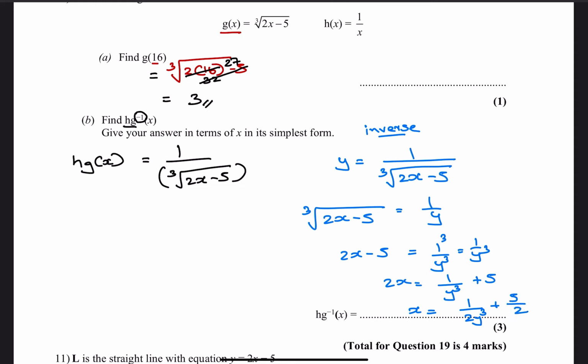But I cannot leave my answer like this. I have to rewrite it in terms of x, remember. So hg inverse of x is equal to 1 over 2x cubed plus 5 over 2 in its simplest form. Can we simplify it further than this? Not necessarily, no. So that should do. Okay, moving on.